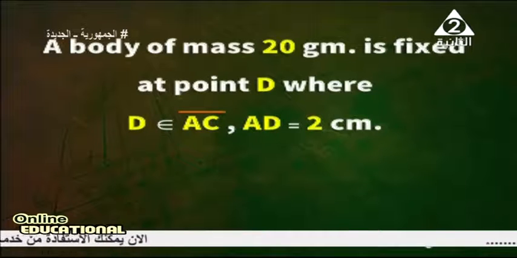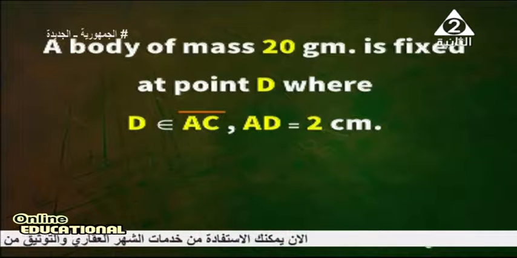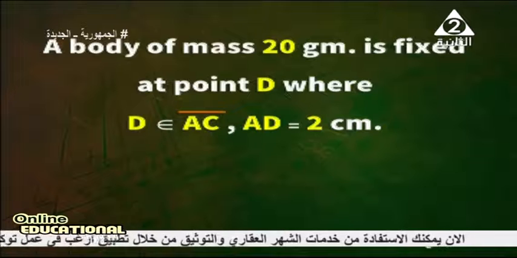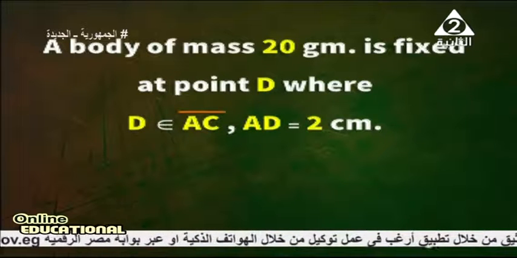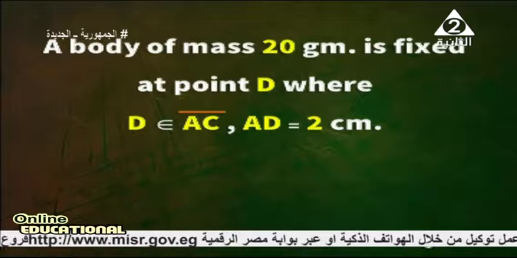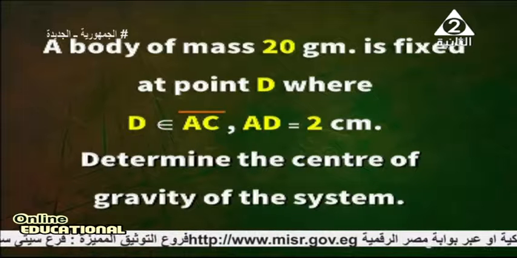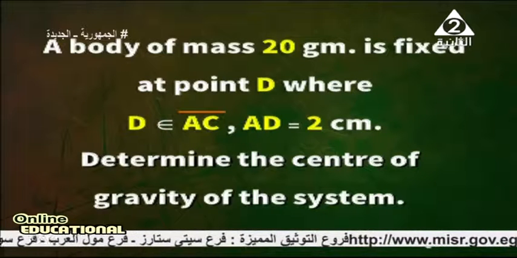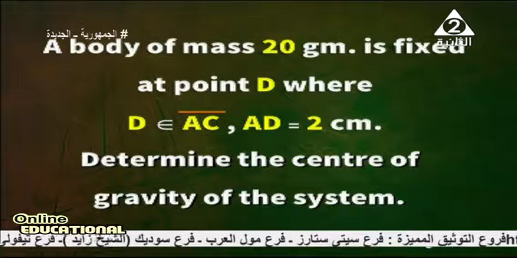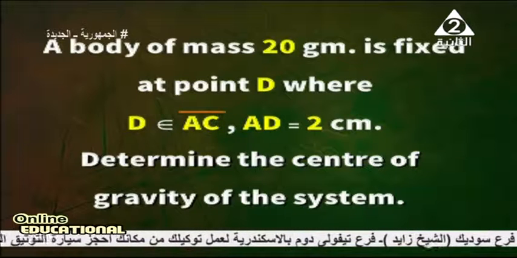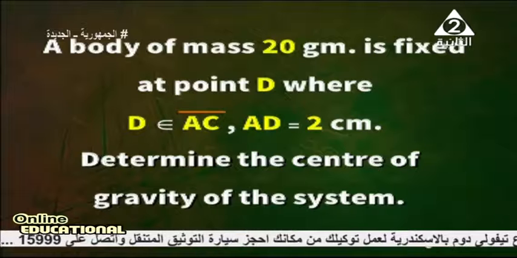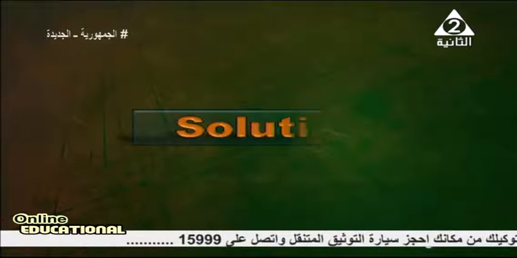A body of mass 20 gram is fixed at point D, where D belongs to the line segment AC and AD is 2 centimeter. What is required? The center of gravity of the system. How do we determine the center of gravity of the system? Solution.